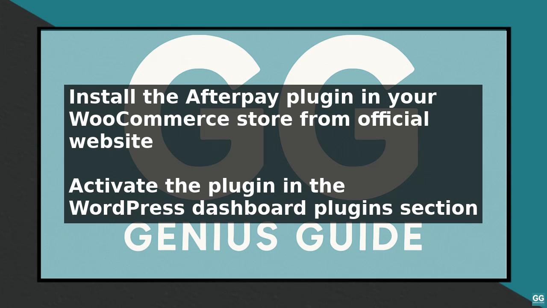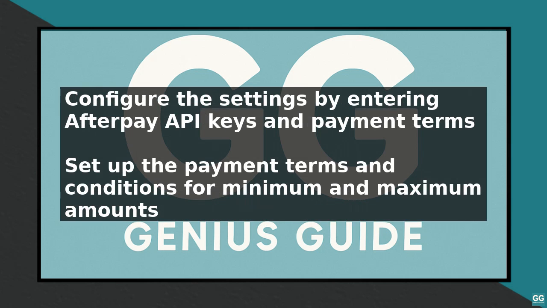Go to the WooCommerce settings section and click on Payments. You will see Afterpay listed as one of the payment options. Click on Afterpay and enter your Afterpay API keys, which you can obtain from your Afterpay account. You also need to set up the payment terms and conditions, such as the minimum and maximum amount that can be paid using Afterpay. Once you have configured the settings, you need to test the integration.